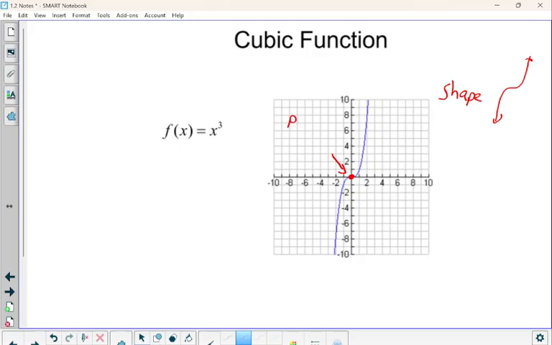It's called a point of inflection. And that point of inflection is on the origin, on 0, 0. So I need you to know the general shape, and I need you to know the point of inflection, the POI, point of inflection, is on the origin 0, 0.